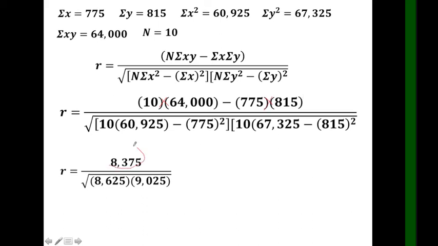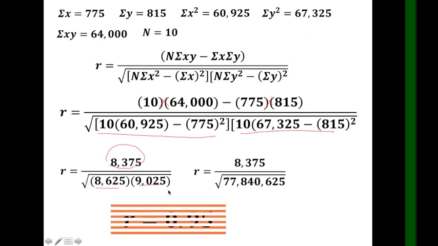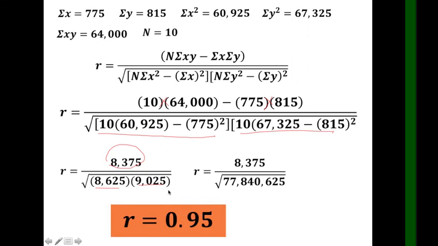And then you still get this one. Okay? For this one, just type this on your calculator and you will get this answer. And for this one, you will get this answer. 8,375 divided by square root of open parenthesis 8,625 close parenthesis, open parenthesis 9,025 close parenthesis. Pwede naman yung diretso na, and you will get 0.95, which obviously is a very strong positive correlation. So I mean to say that there is a possibility that kapag mataas ang nakuha mo sa prelim ay mataas din ang makukuha mo sa periodical.